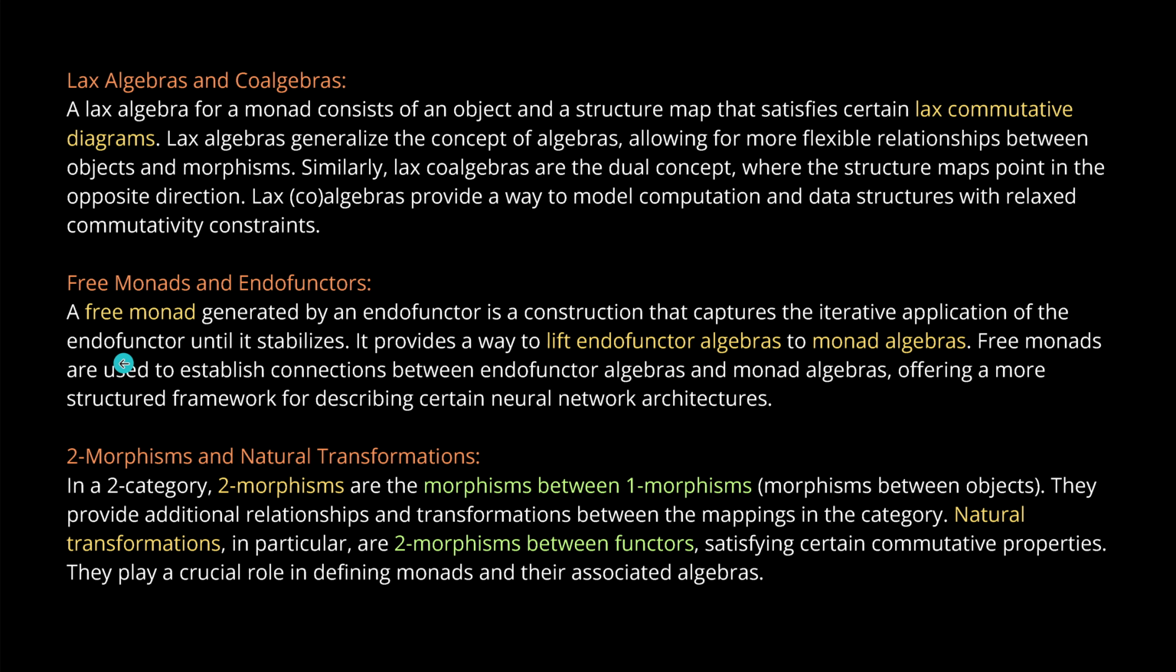And this is really easy to explain because in a two category, two morphisms are the morphisms between one morphisms, so morphisms between our objects, and they provide additional relationship and transformation between the mappings in the category, while natural transformations on their particular side are two morphisms between the functors, and they have to obey certain commutative properties. And they play here a role in defining our monads and associated algebras. And you see, there you have it.